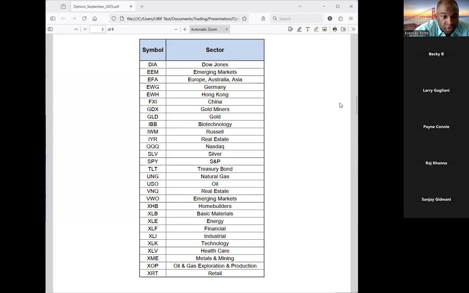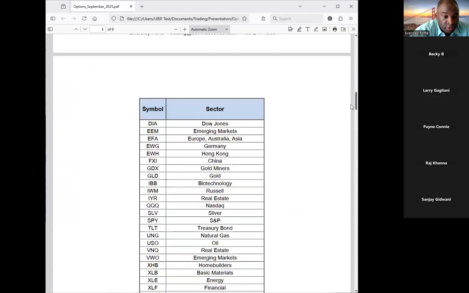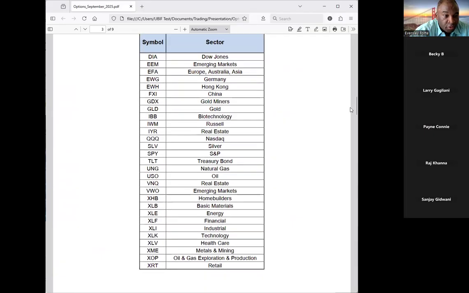Okay. I just restarted the recording, so I'll make sure the beginning of this is good from the start of our presentation, how to profit using the cloud and options to swing trade market sectors. I just started over the recording since we had a little glitch there and we lost the screen which we were actually viewing.